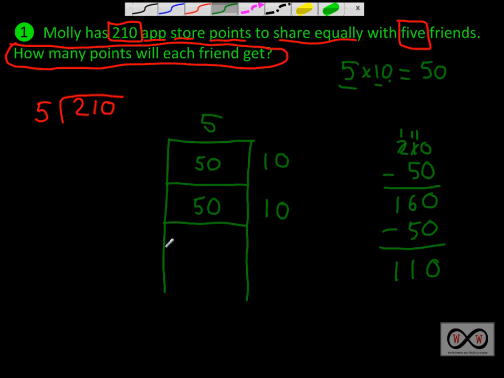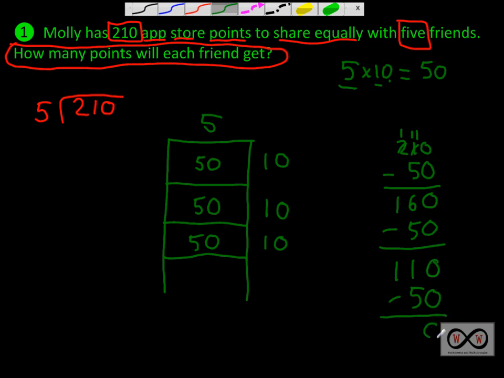So here we go. Again, we have 110 left over, and let's say I'm thinking, well, that worked pretty well, so we'll do 5 times 10 again. And that would give us another 50. And you could subtract another 50 here. Okay, and we'd have 110 take away 50, or minus 50.